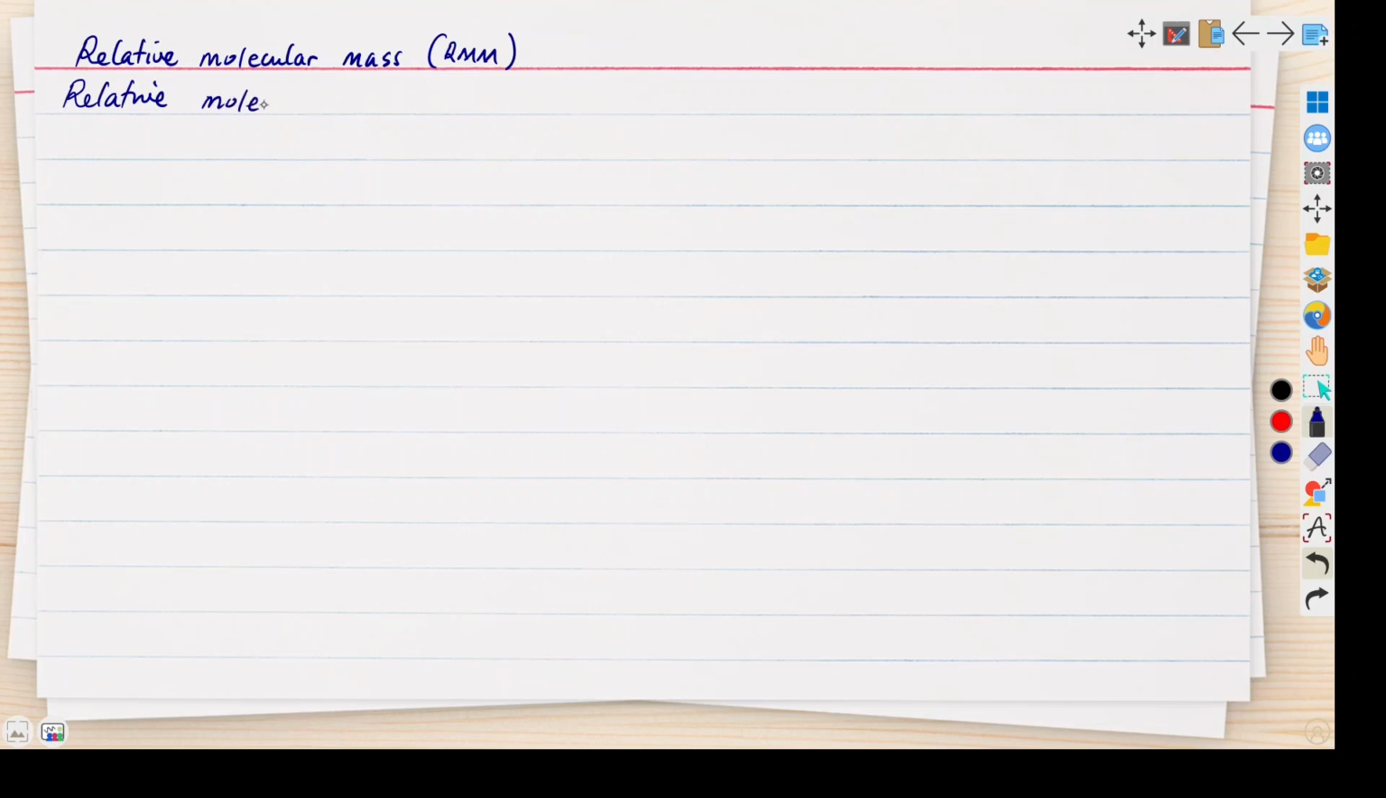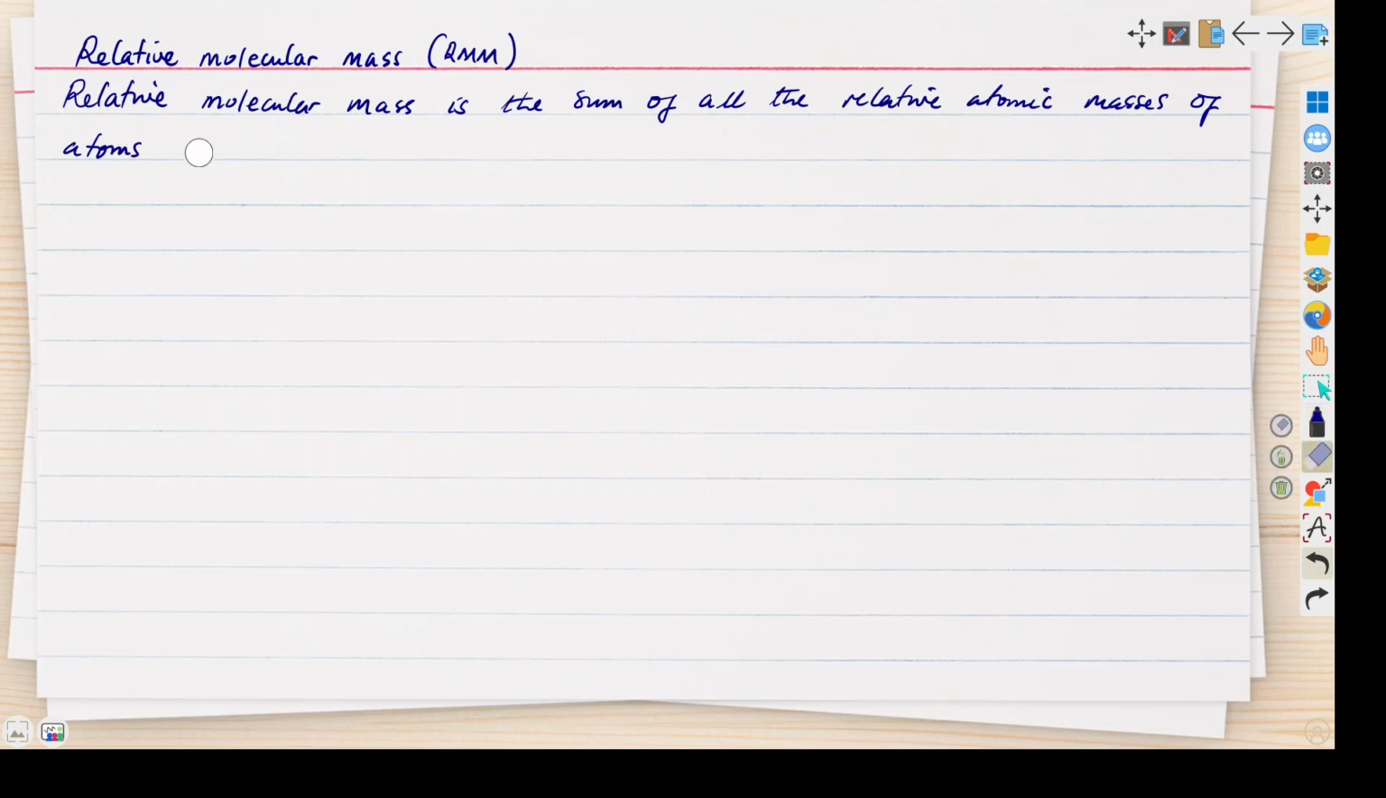Molecular mass is the sum of all the relative atomic masses of atoms in a molecular compound, or you can say covalent compound. Yeah, so that's what it means.